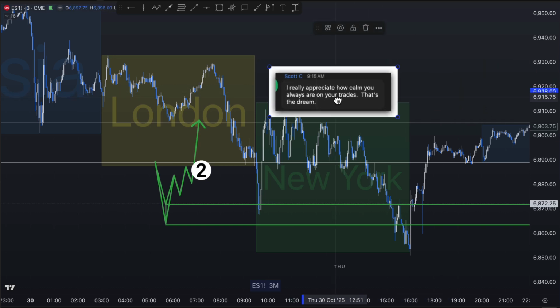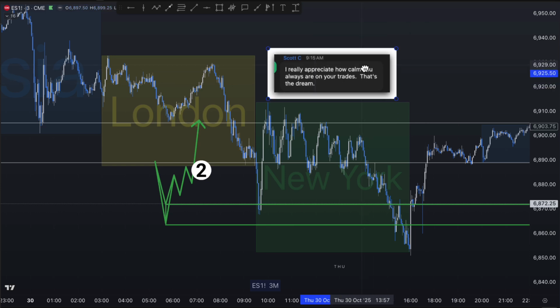And I appreciate Scott's comment here on Zoom. I really appreciate how calm you always are on your trades. That's the dream. And yeah, I appreciate that comment. That's one of the things that Zoom brings to the members. It is a calm trading environment, clearly outlining the trades we're interested in and waiting for those entries.